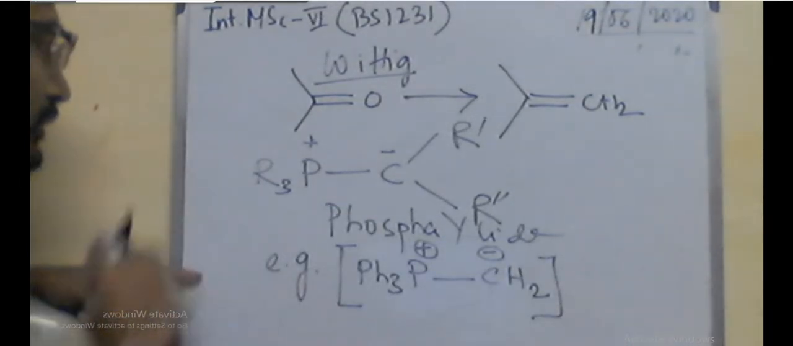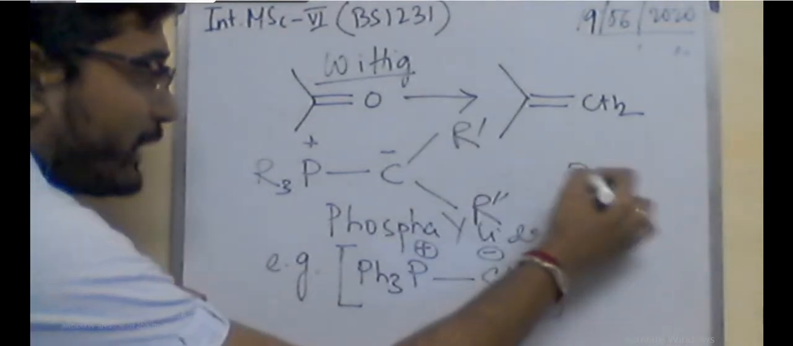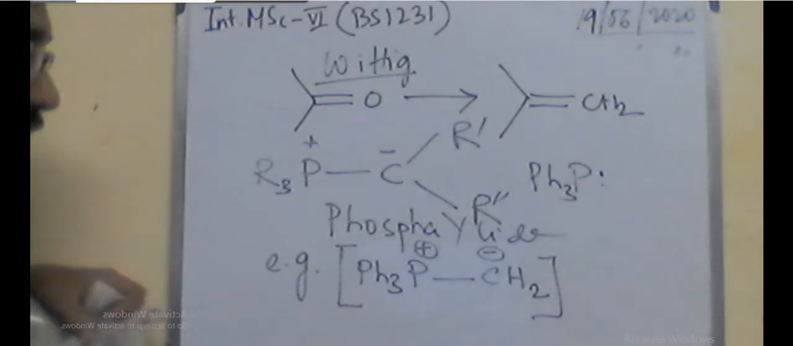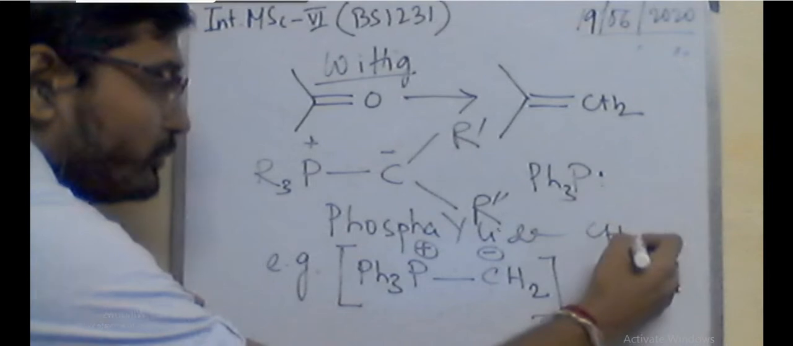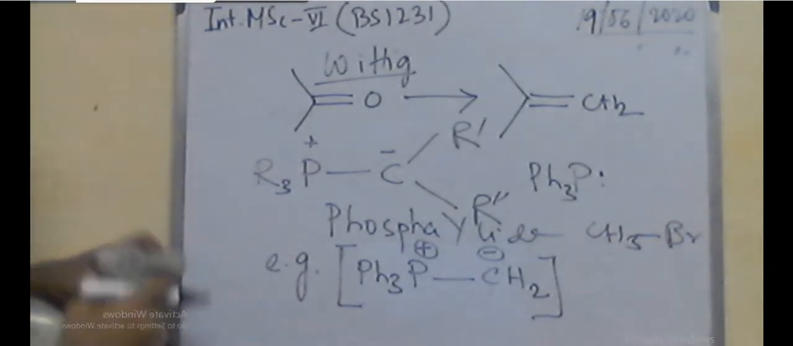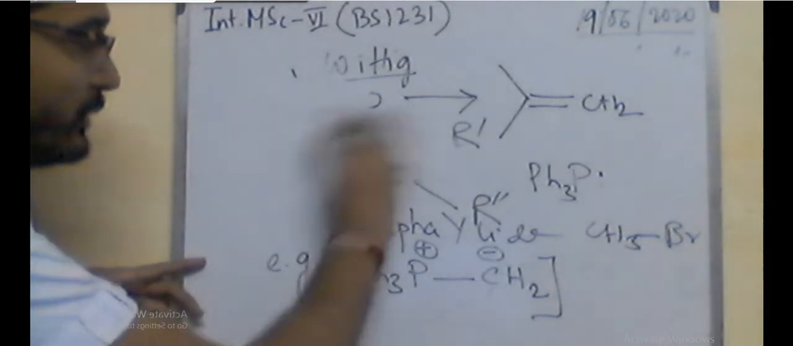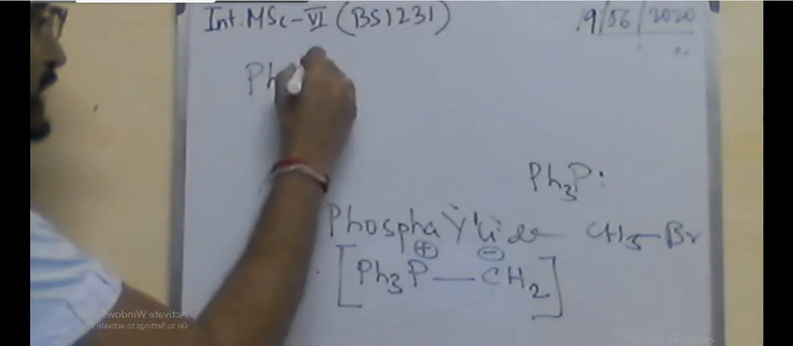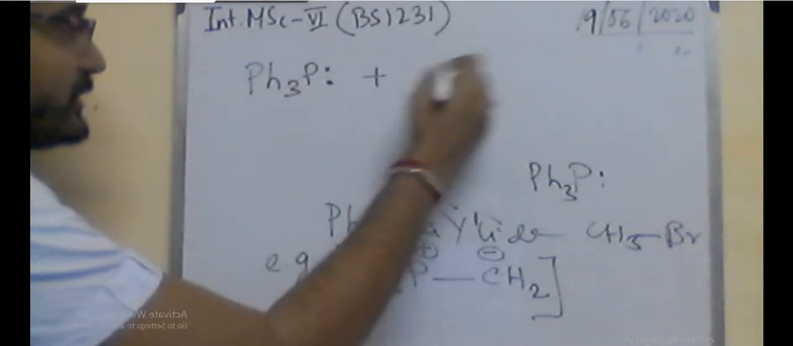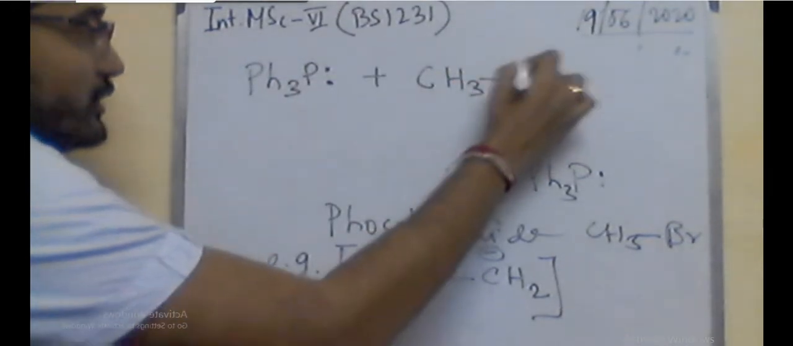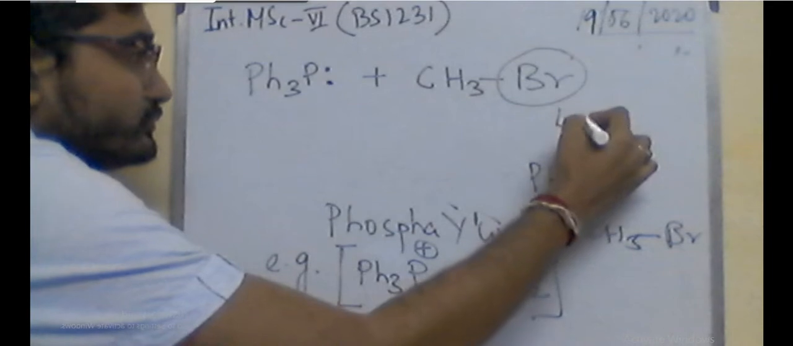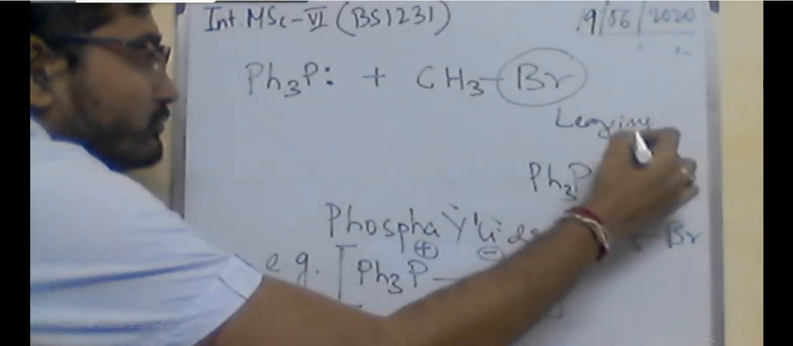You know that phosphorus contains a lone pair of electrons, especially in triphenyl phosphine. So triphenyl phosphine is used, and another reagent is used, that is methyl bromide. Now, how does the reaction proceed? Before starting with the Wittig reaction, triphenyl phosphine plus methyl bromide. This bromine acts as a leaving group, and this is the nucleophilic center.